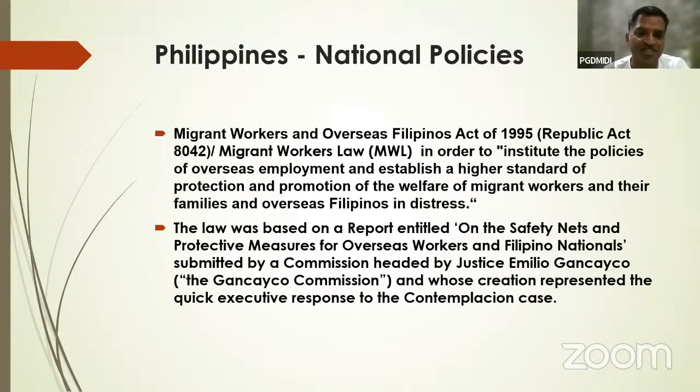In the Philippines, the Migrant Workers and Overseas Filipinos Act of 1995 is a very landmark policy governing migrants. It is also popularly known as the Migrant Workers Law, to institute the policies of overseas employment and establish a higher standard of protection and promotion of the welfare of migrant workers and their families and overseas Filipinos. We talk about any issue, human rights, marriage.